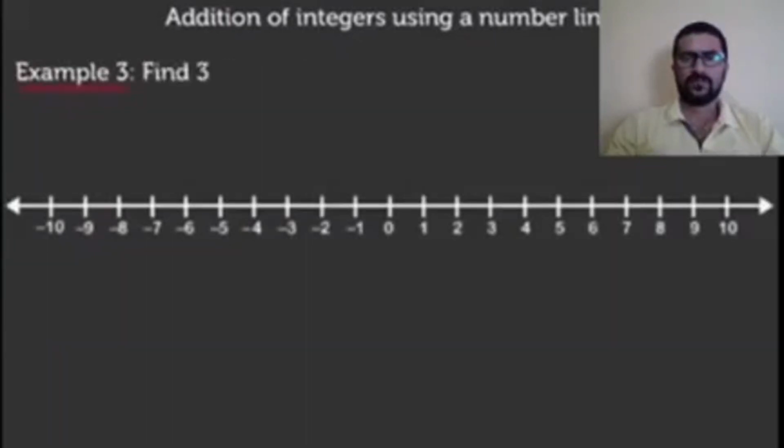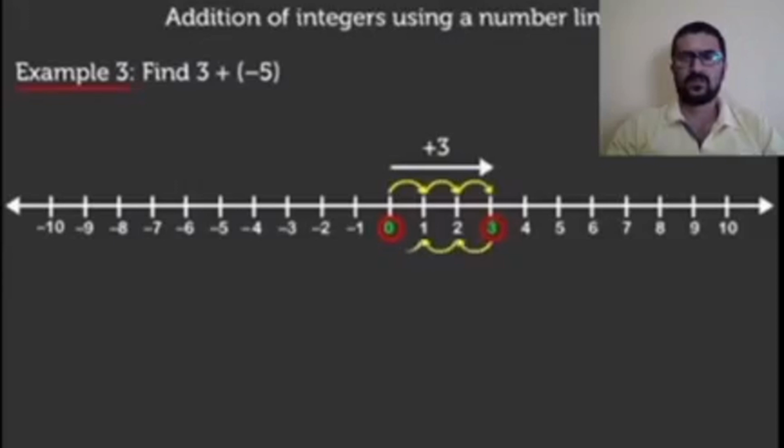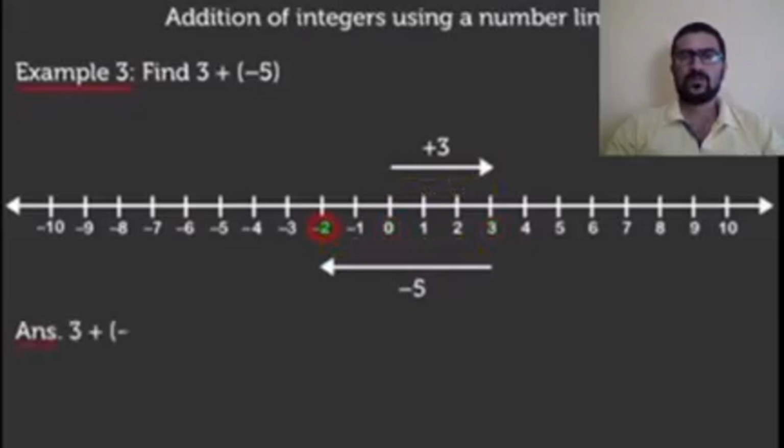Example 3. Find 3 plus negative 5. Firstly, start from 0 and move 3 places to the right. We reach positive 3. Now, we move 5 places to the left, that is in the negative direction, from positive 3, and reach negative 2. Therefore, 3 plus negative 5 is equal to negative 2.